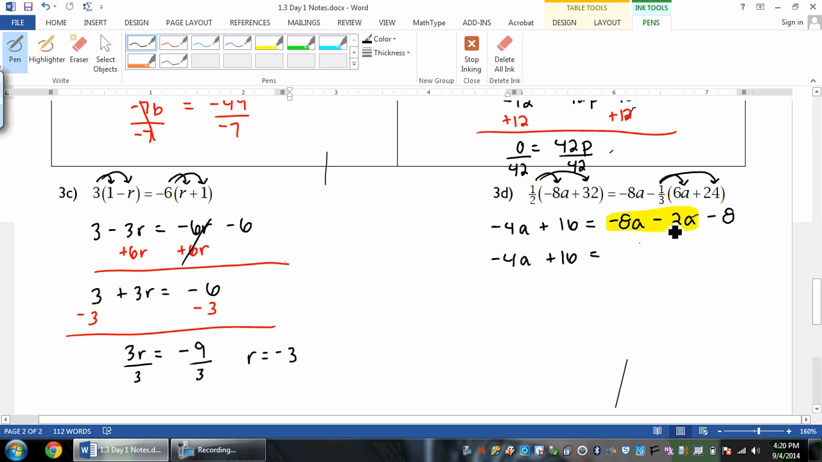Negative 8a minus 2a is going to be negative 10a. Drop down the 8. Now I'm ready to collect because I cannot simplify on either the left or right side of the equation. I'm going to go ahead and move all my variables to the left, so that means I have to move this negative 10a over. So I'm going to add 10a to both sides.